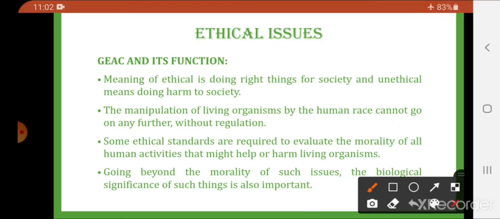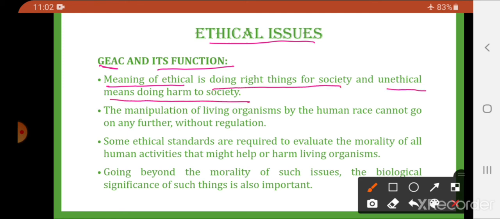Now there are certain ethical issues created due to the transgenic models of the animals. क्या ethical issues हो सकता है? So here we will study GEAC and its function. Now what is meaning of ethical? Meaning of ethical is doing right things for the society and unethical means doing harm to the society. Ethical यानी society के लिए कुछ अच्छा करना and unethical it means doing harm to the society.